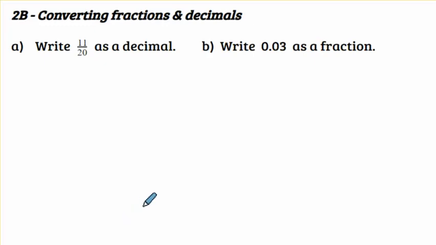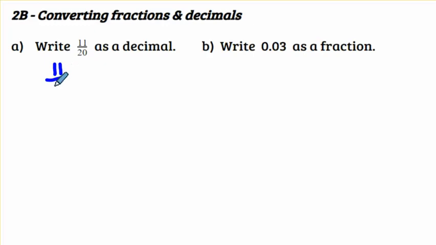For 2b, we're converting fractions back and forth to decimals. So in A, we're taking this fraction 11/20ths and writing it as a decimal. Two different ways to do this. Since the denominator 20 will go into 100, which is a nice, easy denominator to work with for decimals, we can do it that way.